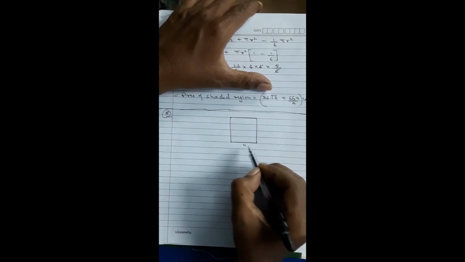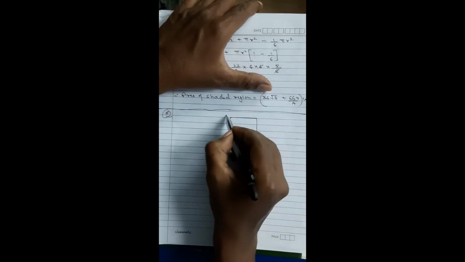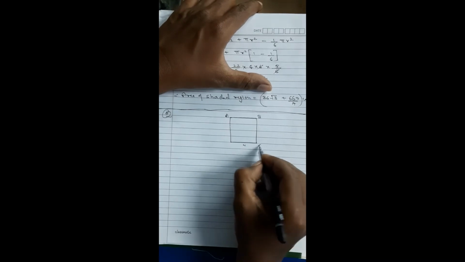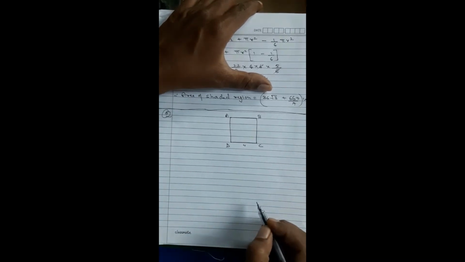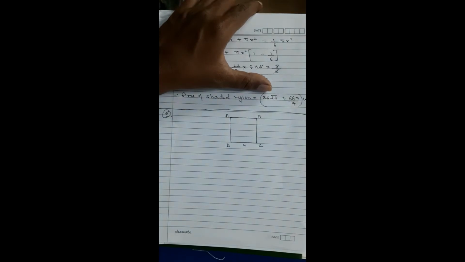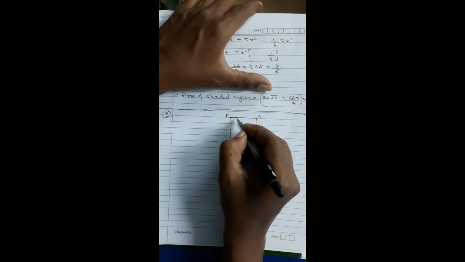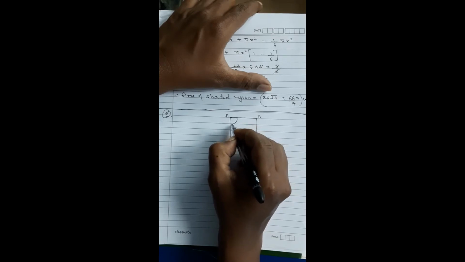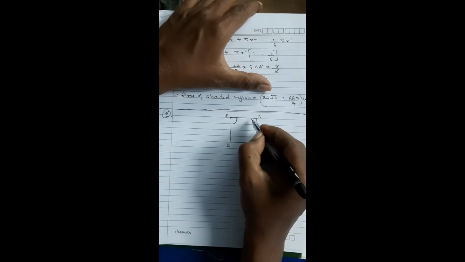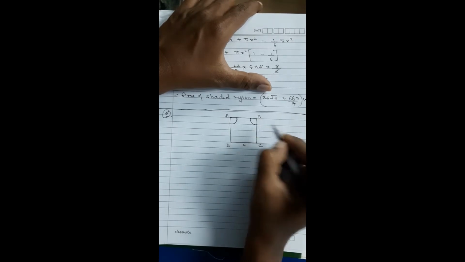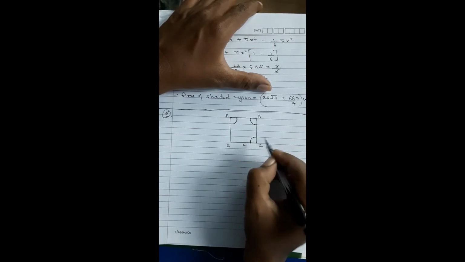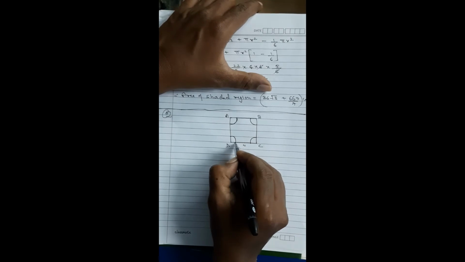This is 4, 4, 4, okay? This is A, B, C, D. 4 centimeter each. A quadrant of a circle of radius 1 centimeter is cut from all these 4 sides. 1, 2, 3, 4. Okay, fine. This quadrant is cut off, 1 centimeter. Like this, a quadrant of 1 centimeter is cut from all the 4 sides.